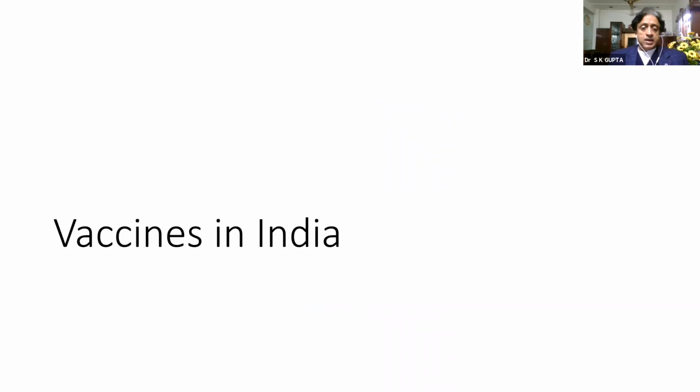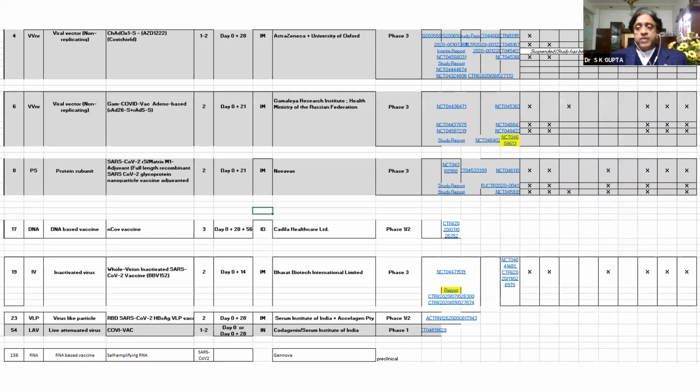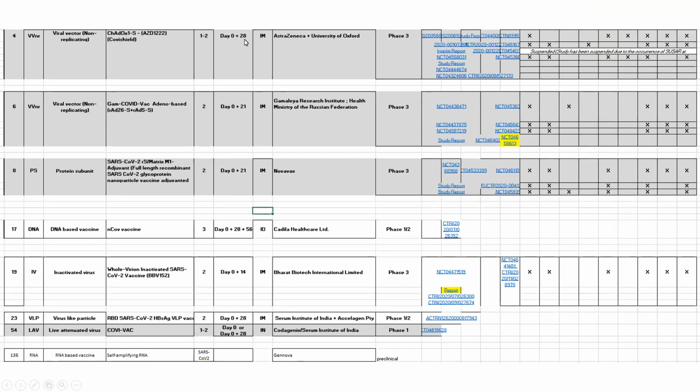Now, what are the vaccines in India? As I said, all types of vaccines are being developed in India. First is the AstraZeneca vaccine or the Oxford vaccine, which is also called Covishield. It is being used in 2 doses, and it is currently in phase 3 trials. And second, we have the Gamaleya vaccine, or the Russian vaccine, called the Sputnik vaccine. There are 2 doses being used, on day 0 and day 21, and it is again in phase 3. Both these vaccines are in phase 3.